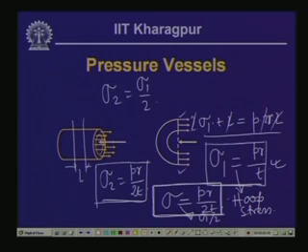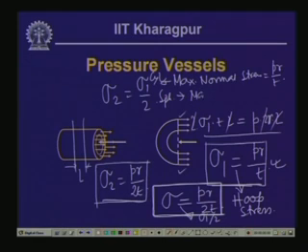So, the maximum normal stress which we get in case of cylindrical vessel is equal to sigma 1, which is P r by T, and this is for the cylindrical vessel, and for spherical we get maximum normal stress which is equal to P r by 2 T. So, it is half of that. The maximum normal stress in case of spherical vessel is half of that of cylindrical vessel.